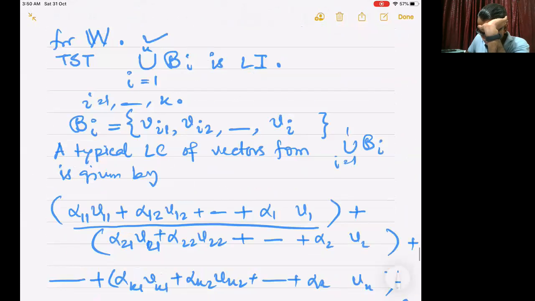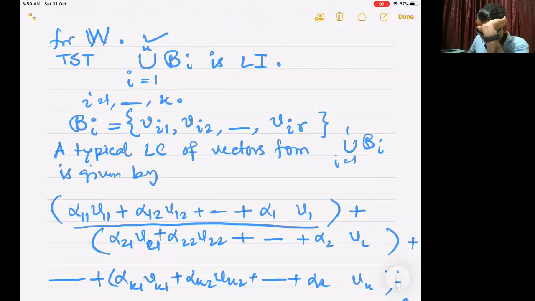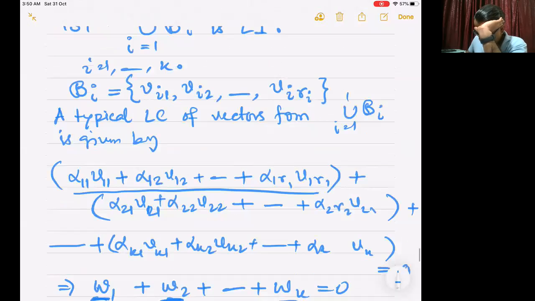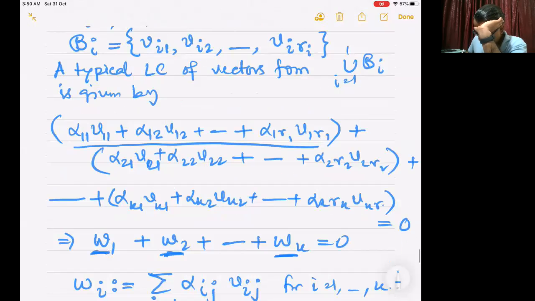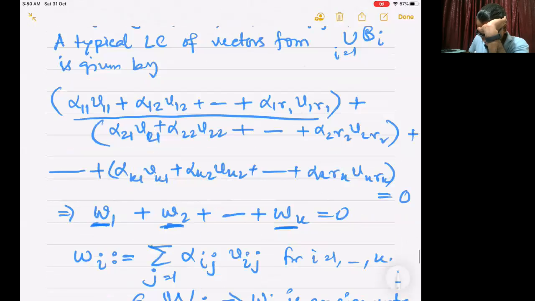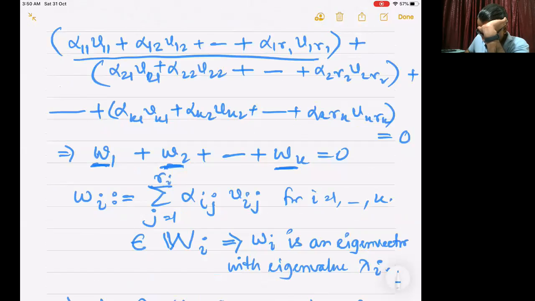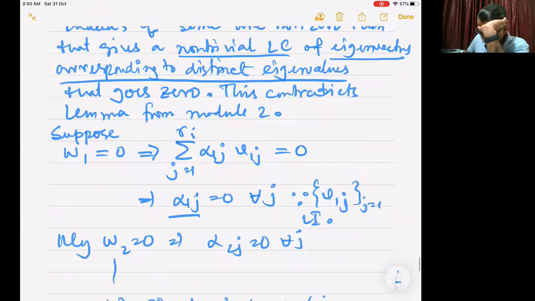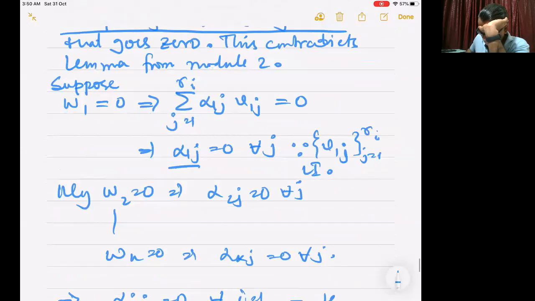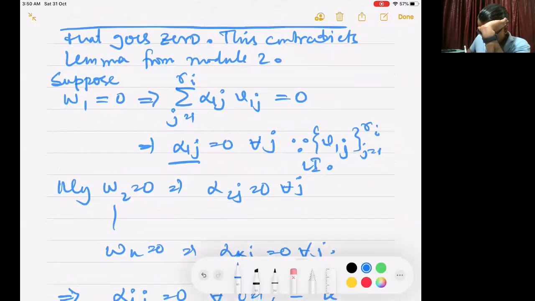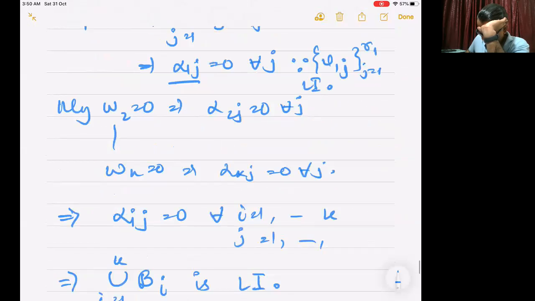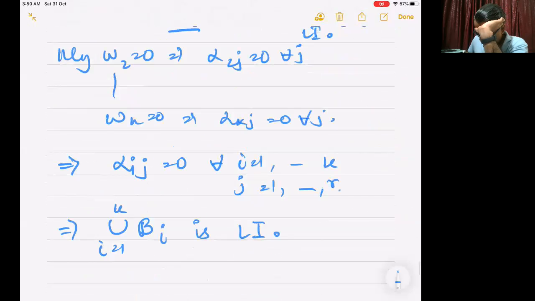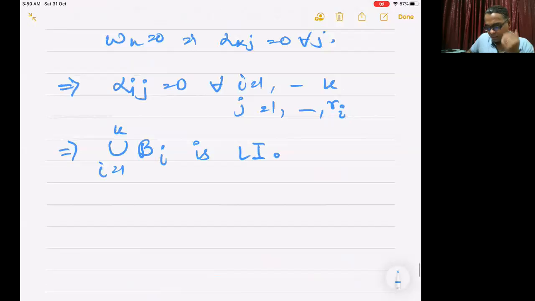R1, R2, up to Rk, R_i. This is R1 in fact.